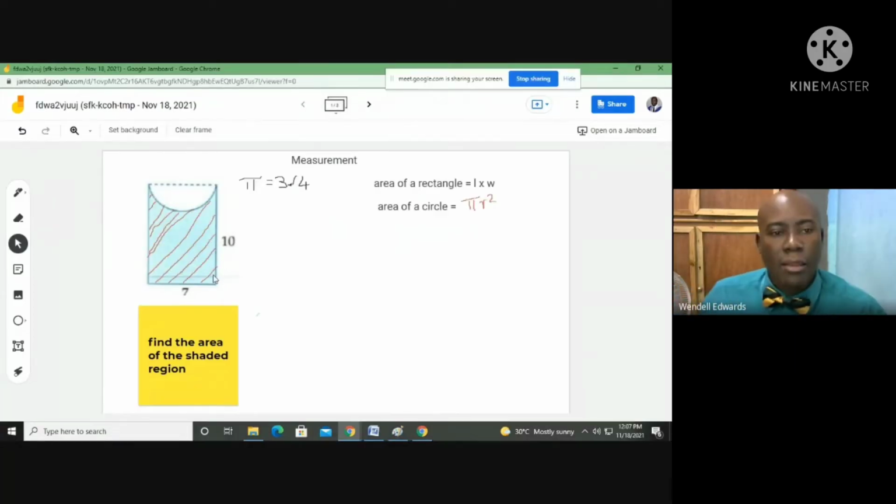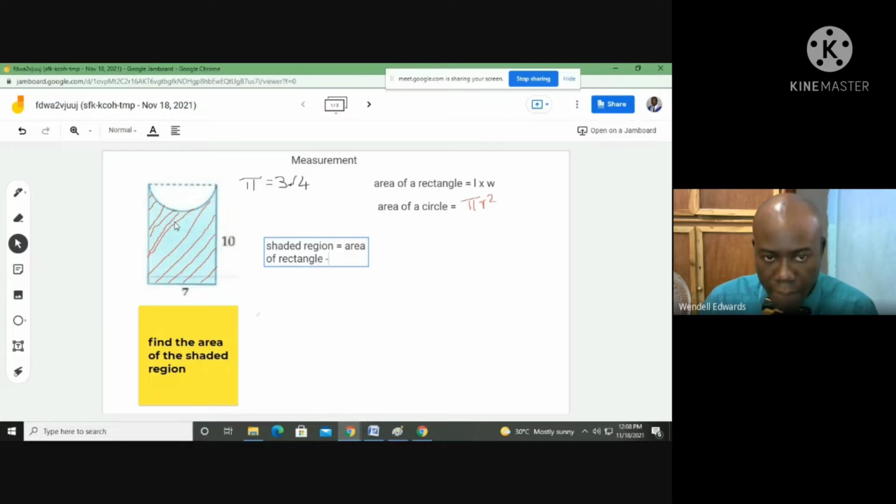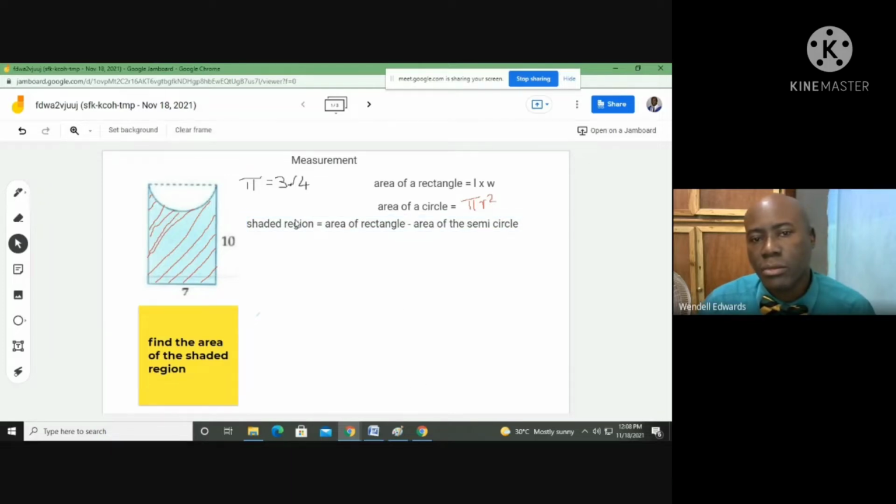Shaded region. The area of the shaded region is going to be the area of the rectangle minus the area of the semicircle. I had the area of the rectangle minus the area of the semicircle. So if we put this idea together, then we're going to get the shaded region.